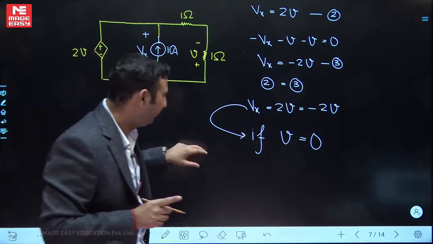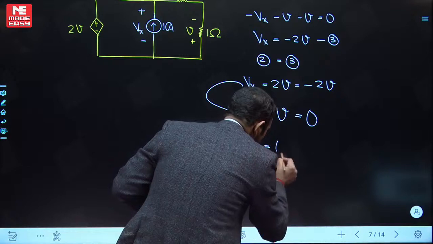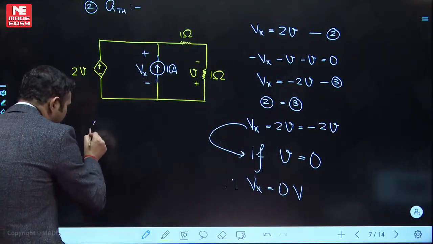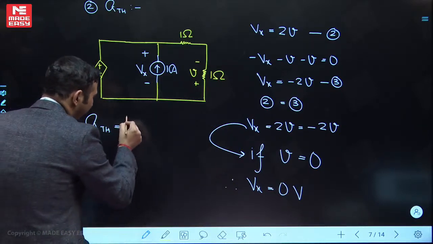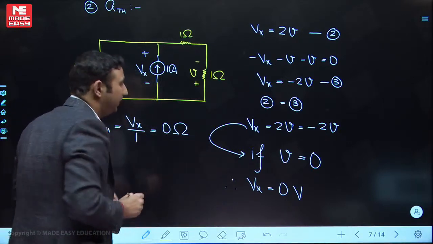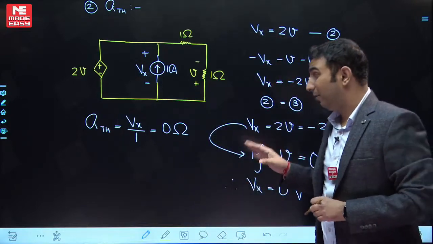Okay? Therefore, Vx is coming equal to 0 volts. Therefore, from here you can see RTH will be equal to Vx upon 1, which is coming equal to 0 ohms. This is my answer. I hope it is clear.